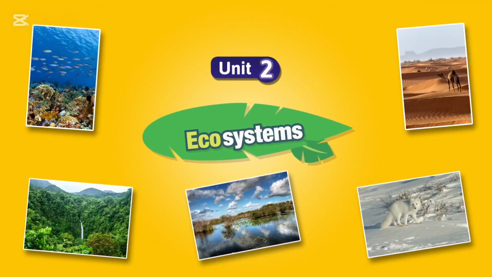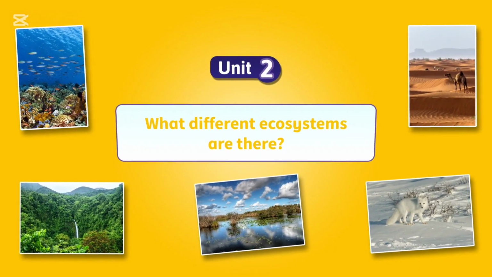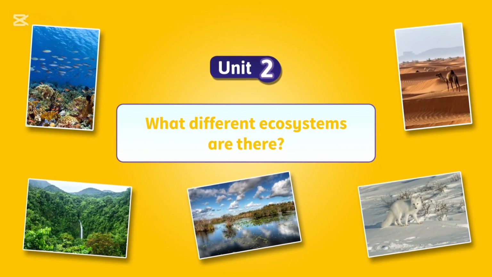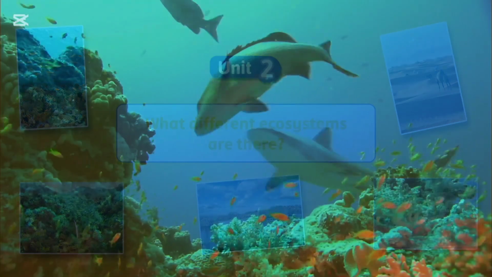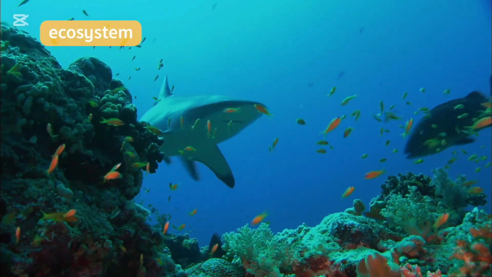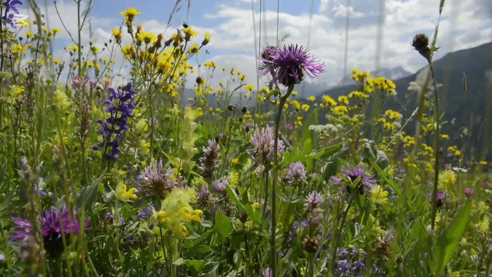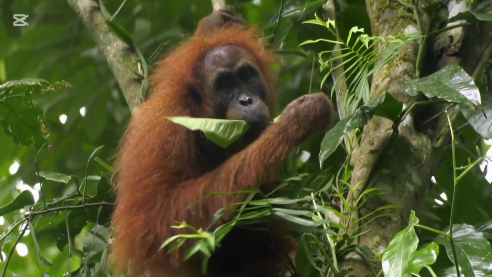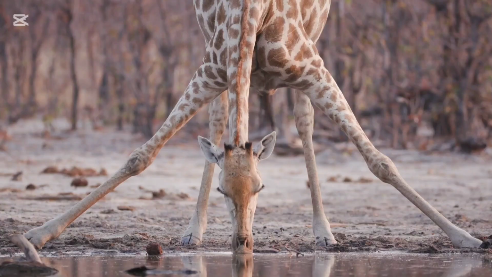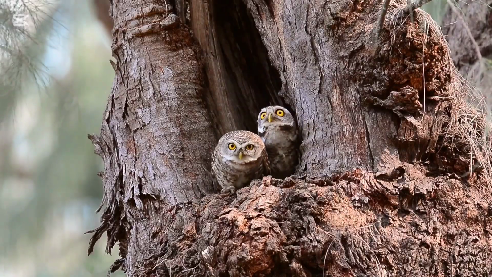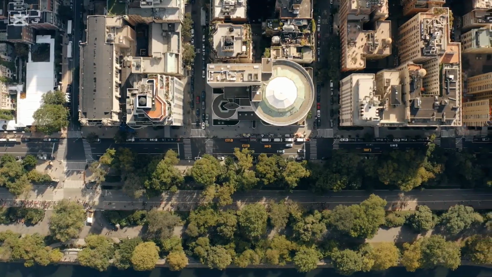Unit 2. What different ecosystems are there? An ecosystem is where different kinds of animals and plants live together. Plants and animals get food, water, and shelter from their ecosystem.